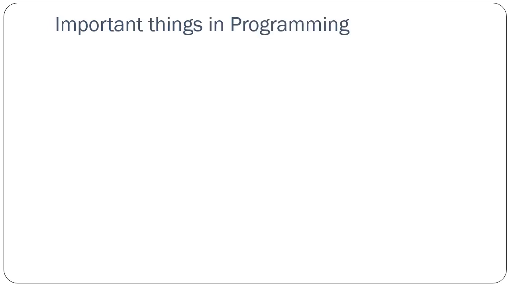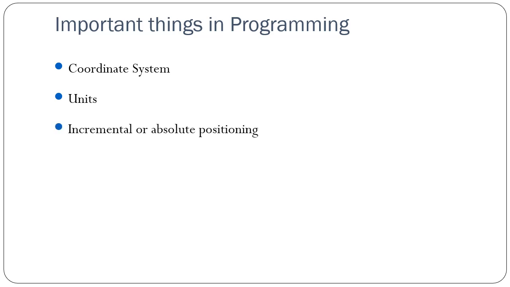Important things in programming. To program a CNC machine, the first thing required is the coordinate system. This is used to locate the tool, based on reference axis. The next is units. The program can have metric units or imperial units. Next is positioning. The program should have an absolute or relative positioning system. A machine has 6 coordinates, which are x, y, z, rotation in x, rotation in y and rotation in z.